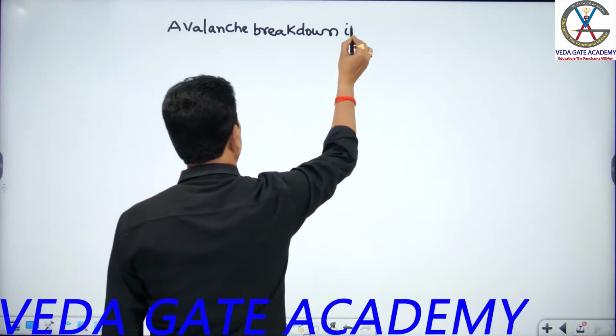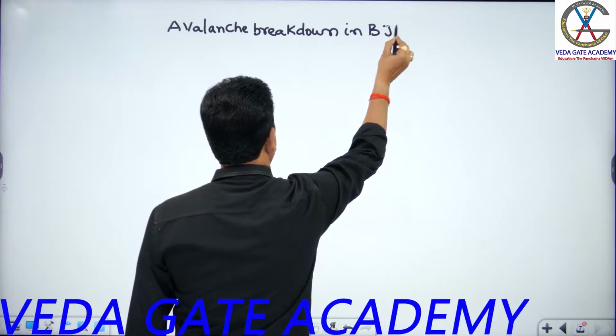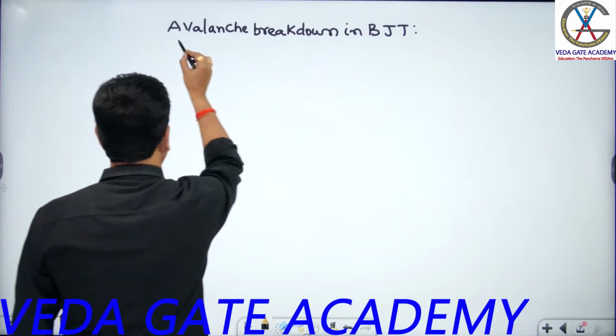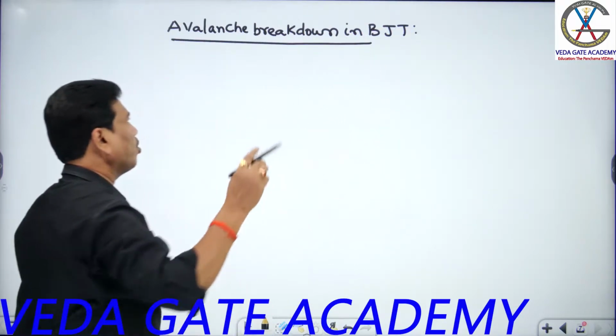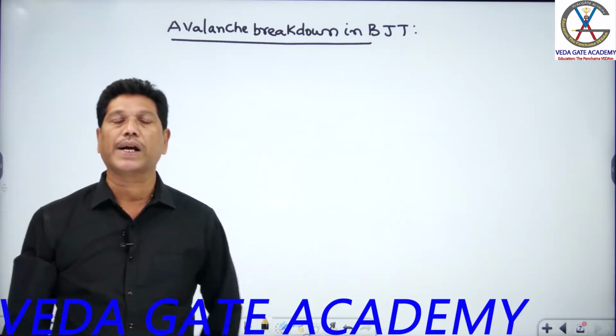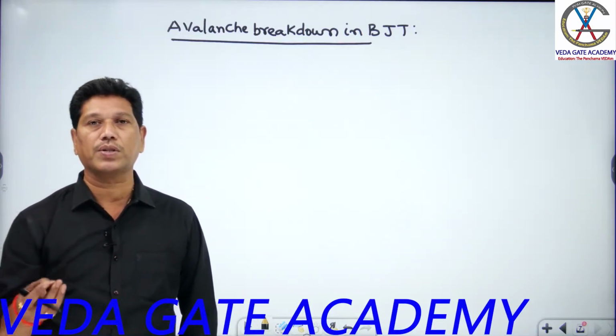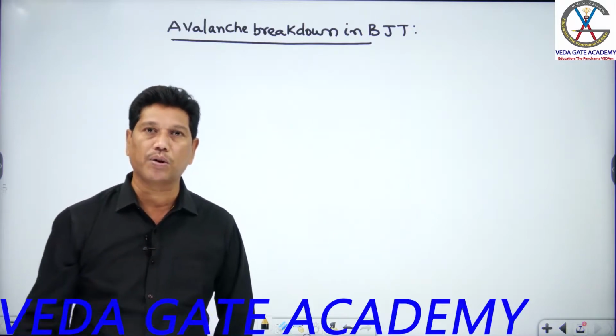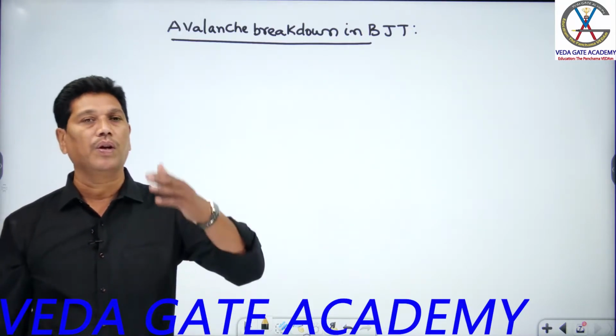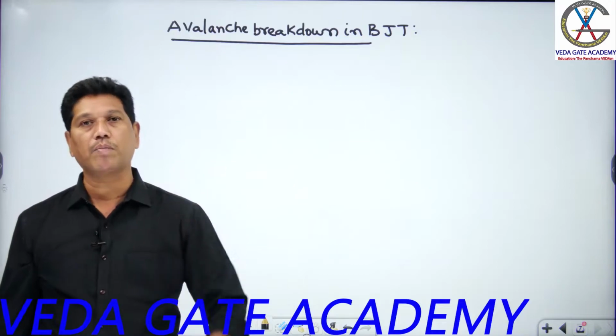Avalanche breakdown in BJT. Now you know. I told that in a BJT, the collector junction is reverse biased and moderately doped. So in a BJT, the collector junction is moderately doped as well as reverse biased, so it has an avalanche breakdown, students. This breakdown condition is commonly discussed under cutoff mode, students.